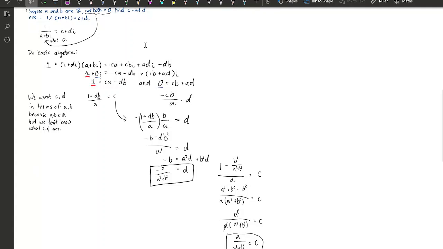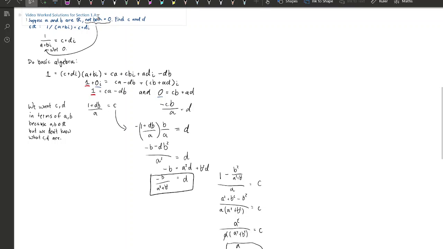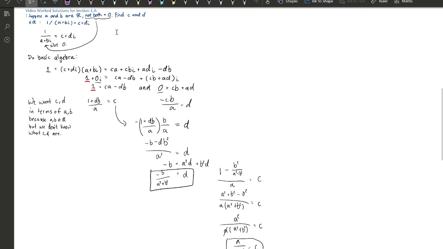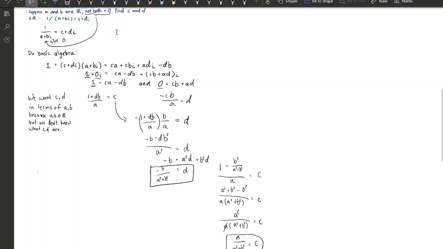Okay, so this is the first question of section 1a. We suppose a and b are real numbers and they're not both 0. That's just because we don't want this denominator to be 0 and then we get an undefined fraction. We want to find c and d such that they're real numbers and such that 1 over a plus bi equals c plus di. So that's just the textbook question.